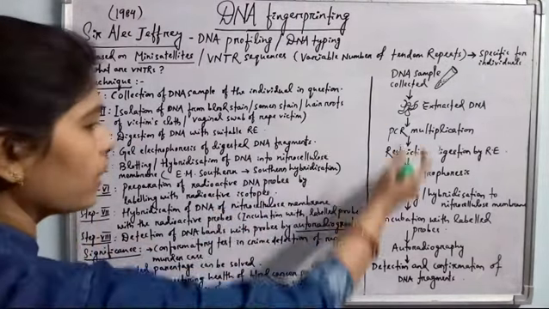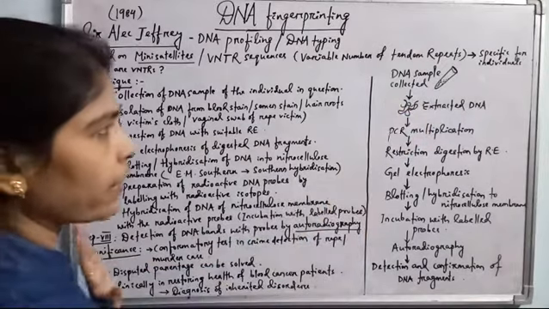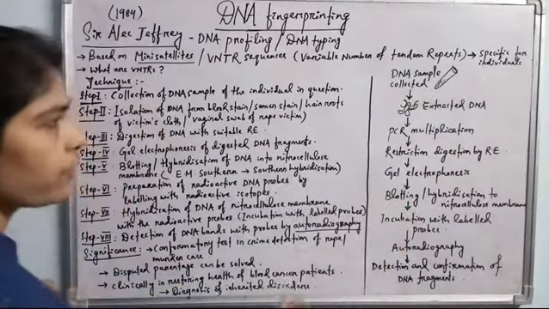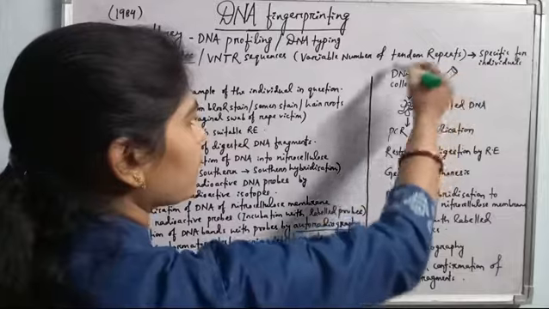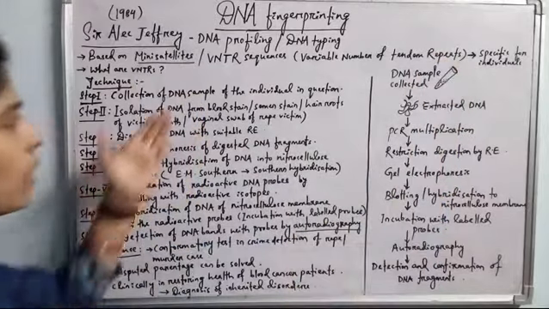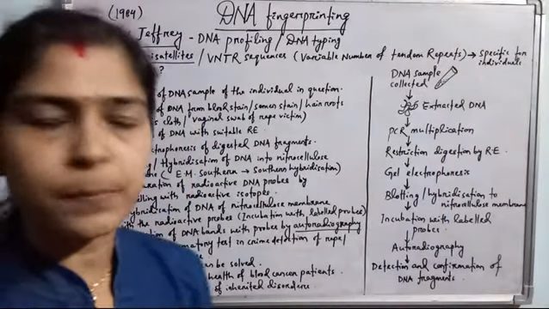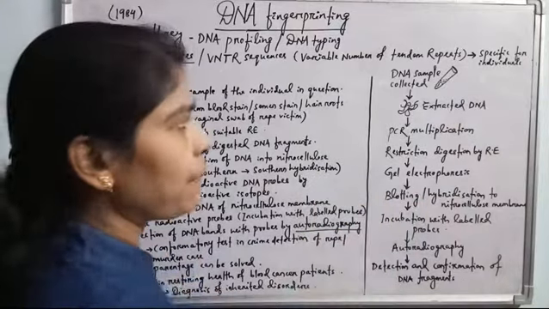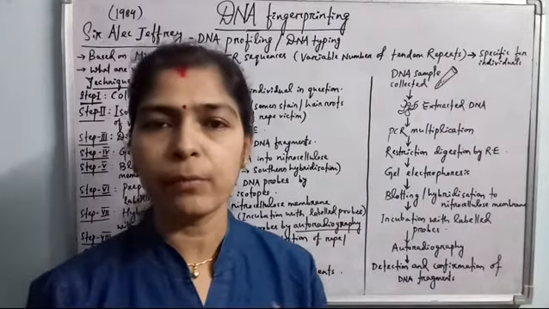Here I have drawn a linearized diagram to show all these steps. First is DNA sample collection. The DNA sample is collected from the individuals in question, that is, from the suspect's body, and simultaneously the DNA sample is collected from the crime area.